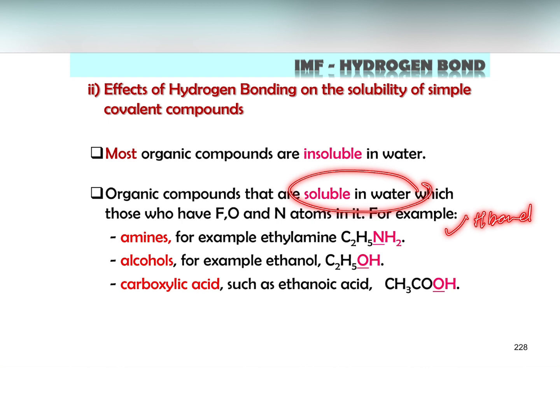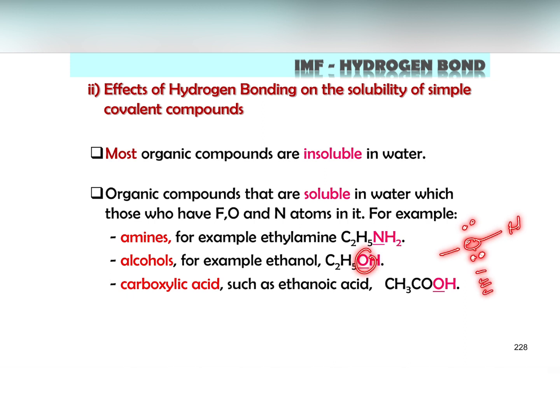Sama juga dengan alcohol. In this case, untuk example for ethanol. Ethanol ada oxygen dekat sini, so dia akan jadi OH. Dekat oksigen ini ada lone pair. This lone pair boleh buat hydrogen bond with water molecule. Okay, so ini dia punya hydrogen bond.